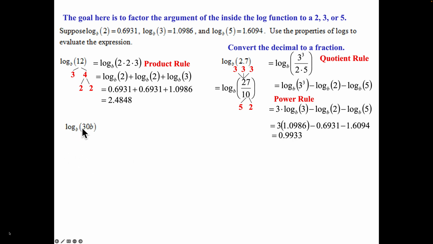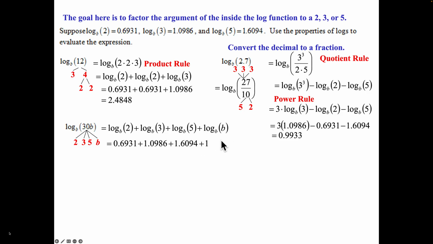If we had log base b of 30b, don't panic that there's a b there. That's actually a good thing. Just break down your 30, 3 times 10, 5 times 6, whatever you want. Just get to the 2, the 3, the 5, and the b. These are all being multiplied together. Each factor gets its own separate log. Log base b of 2 plus log base b of 3 plus log base b of 5 plus log base b of b. Decimal representation, 0.6931, 1.0986, 1.6094, and log base b of b, that's a property. That's just a 1. Add them all together, 4.4011 is your answer.